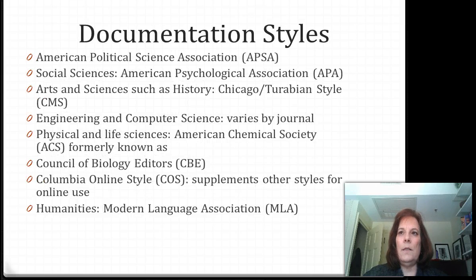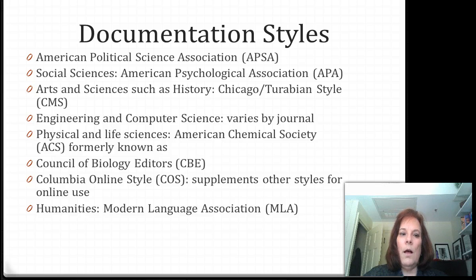So documentation styles, I've already mentioned several times that there are many, and this is only a partial list, but every field has more or less a style that they will tend to follow. The reason that I mention this is if you can figure out the documentation style of your field, or most closely of your field, you can then go on the internet or other resources and find out exactly how you do it. You don't have to guess.